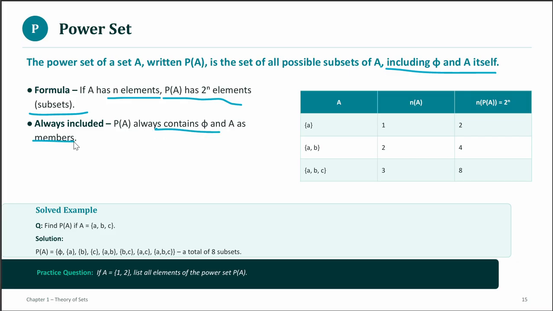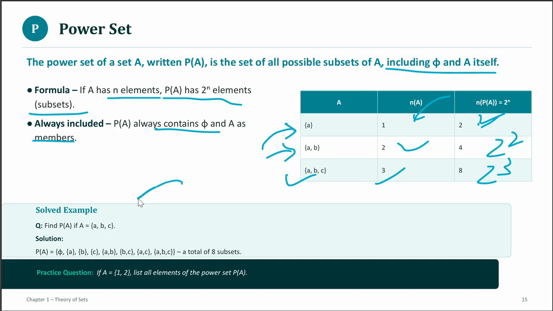So if you can see here, we have a set A. And what is n(A)? That means how many elements are there? 1. So we would have two subsets. Here we have again a set {a, b}. How many elements are there in the set? 2. So if I plug it into 2 raised to the power n, I'm going to get 4. Here we have 3 elements, right? So 2 raised to the power 3, which is 8.